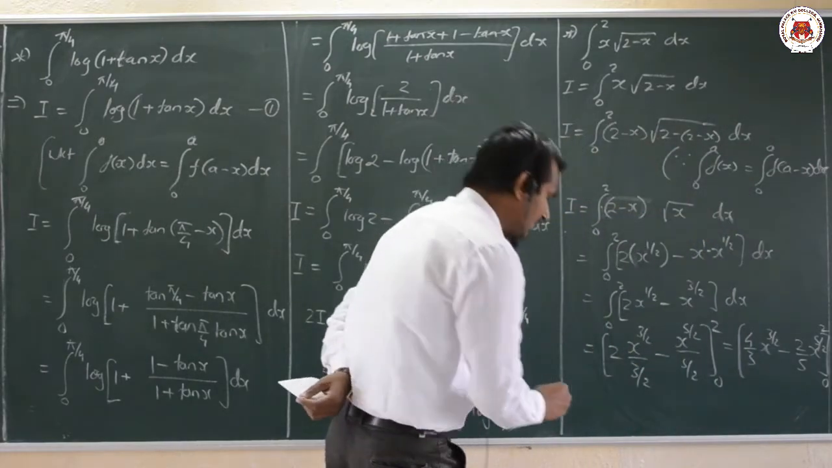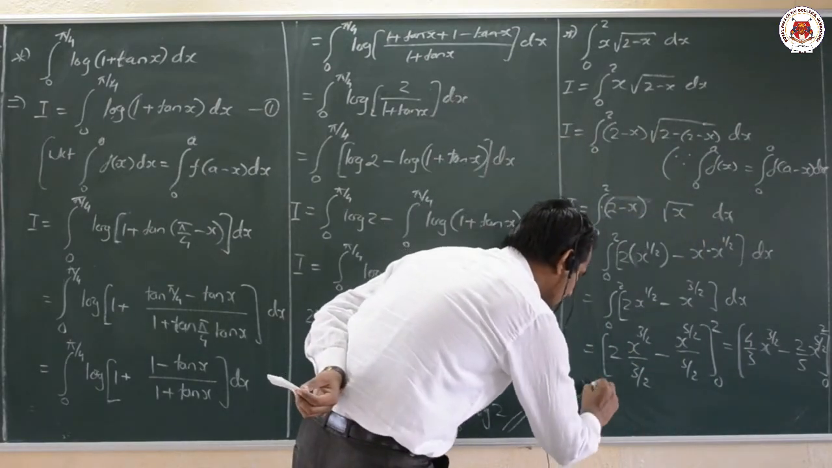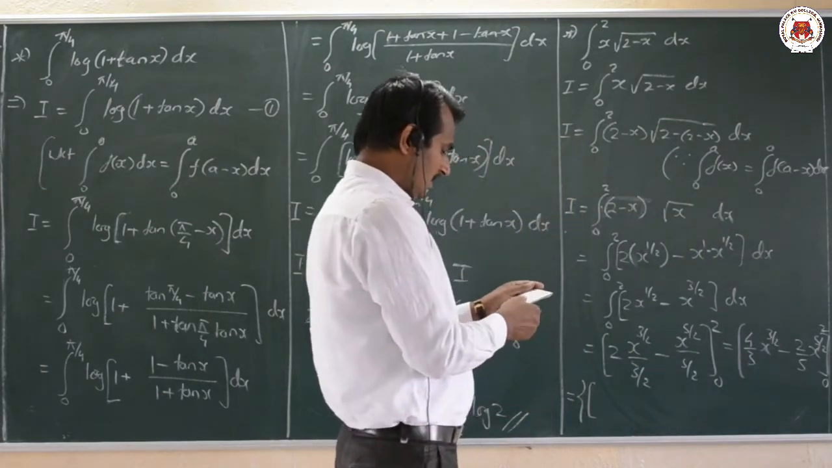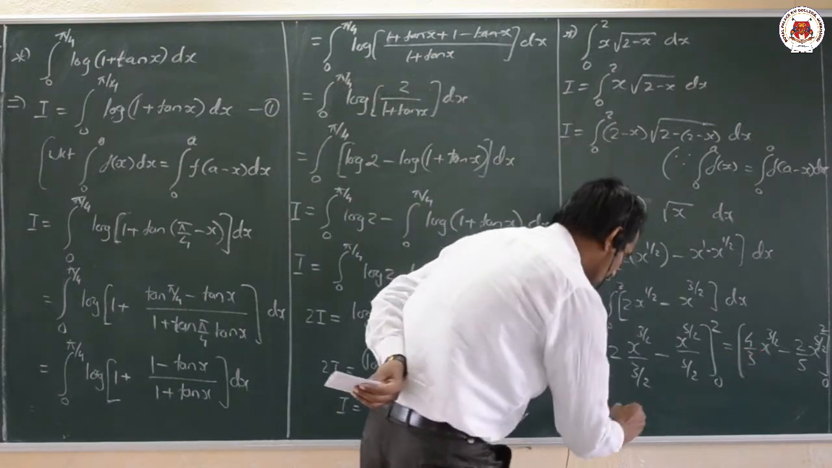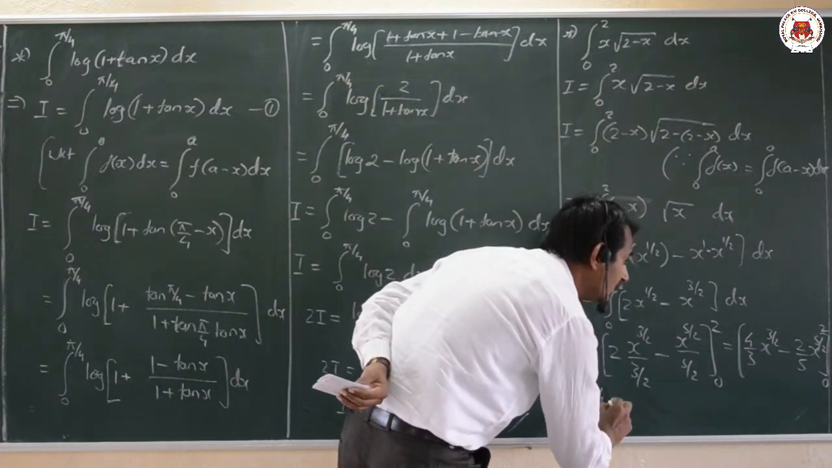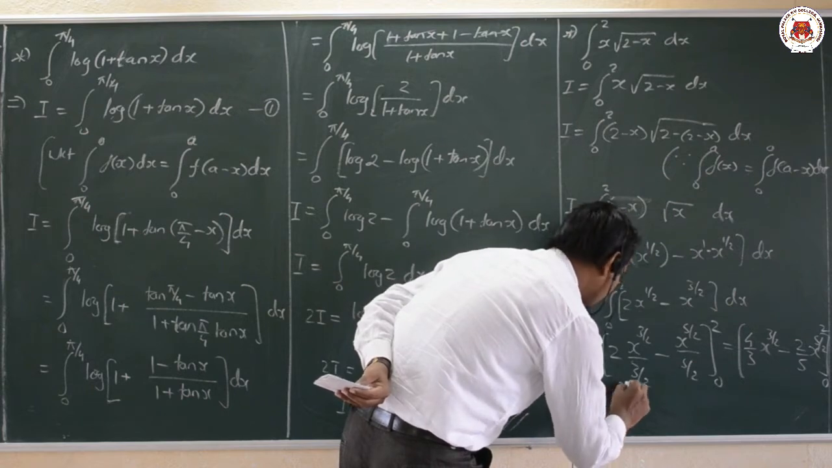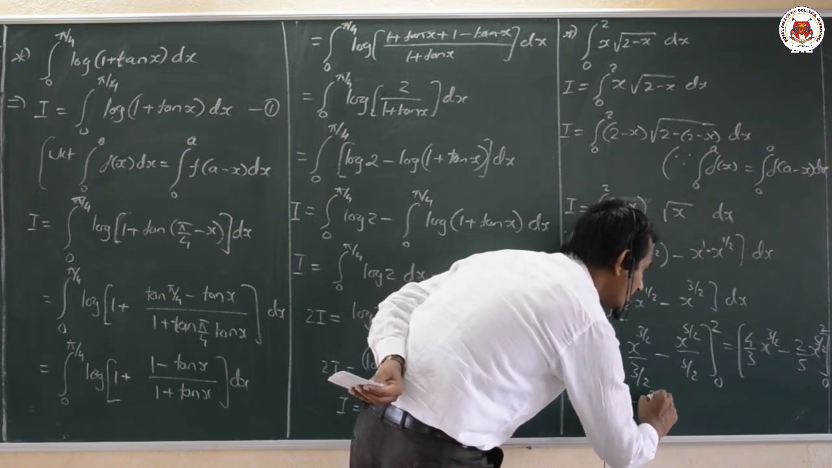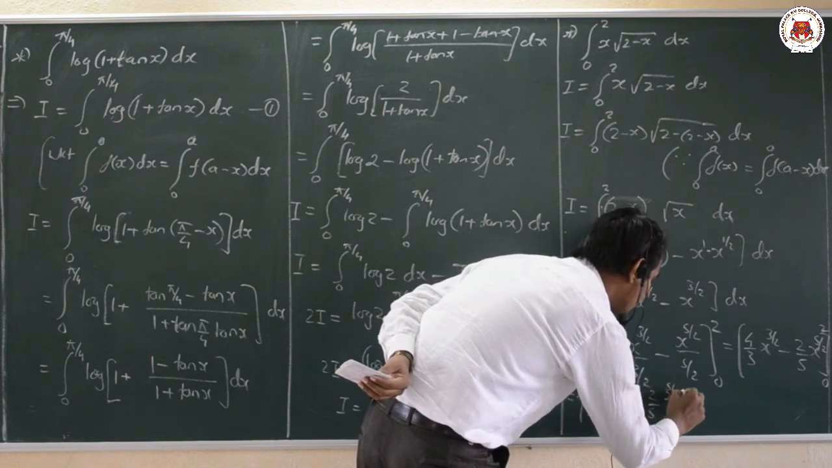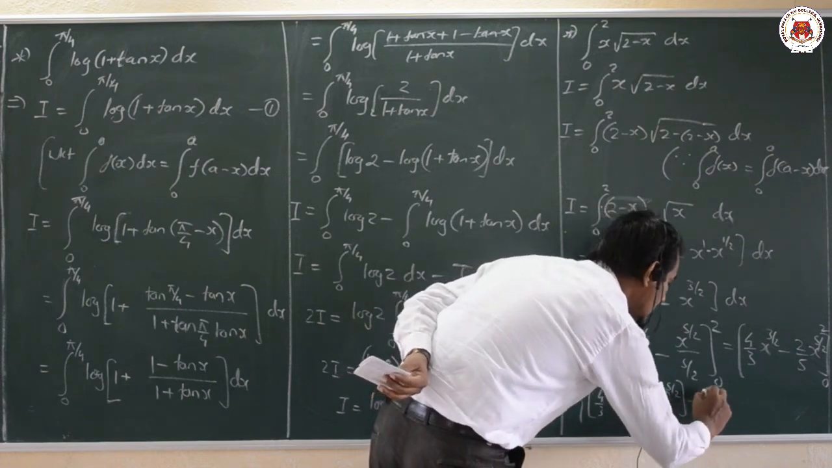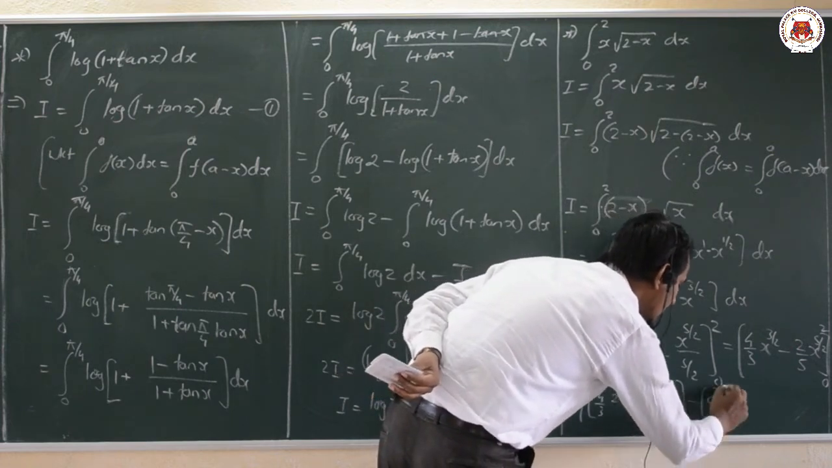Now substitute the upper limit. What is the upper limit value here? The upper limit value is 2. So we have 4 by 3 into 2 to the power of 3 by 2, minus 2 by 5 into 2 to the power of 5 by 2, minus the lower limit value, which will be 0 only.